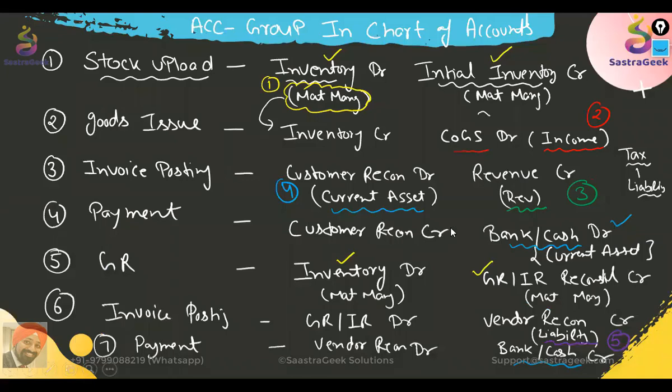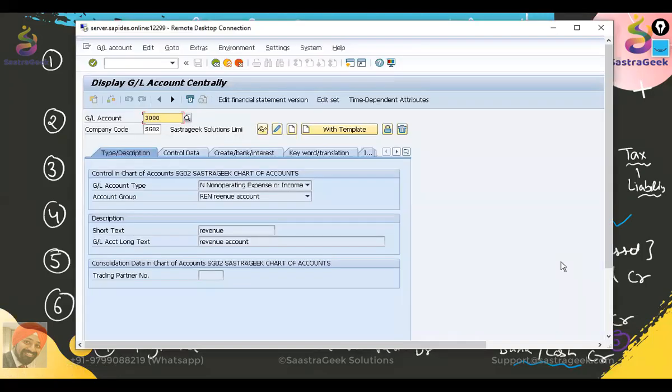Customer reconciliation account is created. Now we need to create a bank account. A bank account is your current asset account, so we need to create it. If you're having any questions, just hold on. Let me complete this account creation, then we'll come to questions and answers.